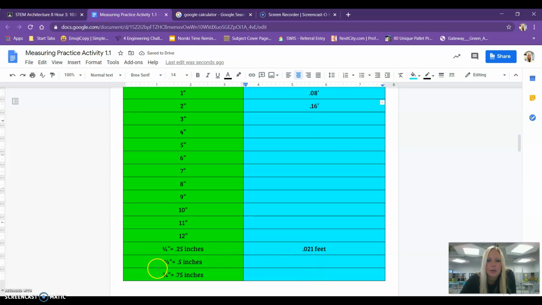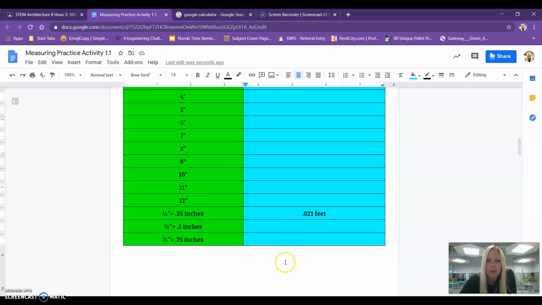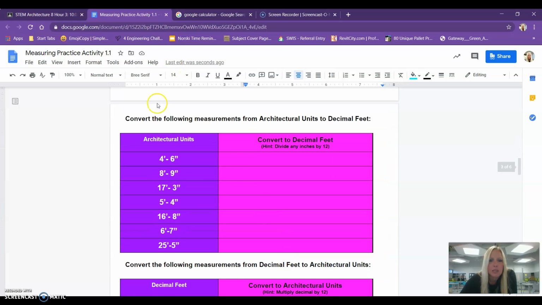Okay. Now down here it's a little tricky. It's saying 1/2 of an inch. So you're going to take 0.5 divided by 12 to get the answer here. Okay, a little more detail on this one.